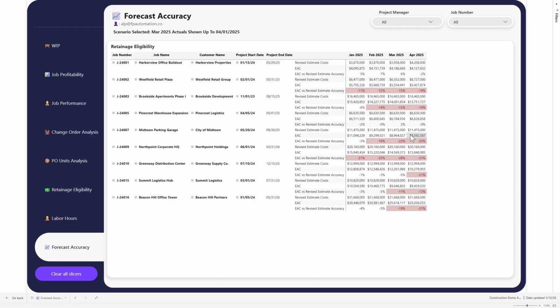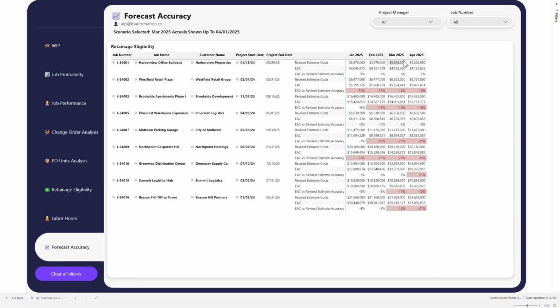So this is more so to be a fact check mechanism where over time, as you get new forecasted months or estimated at completion values based on a cost to complete submission from your field team, you can see the trend and also see how accurate your team is performing against the revised estimate itself.